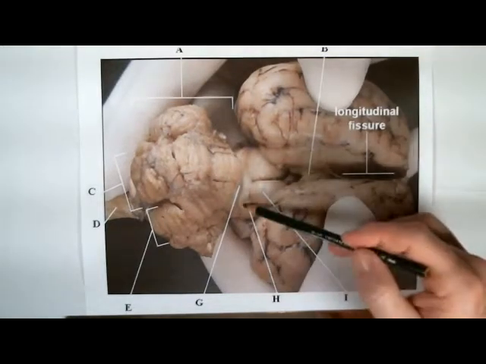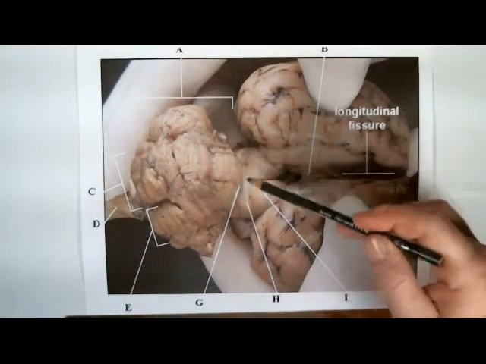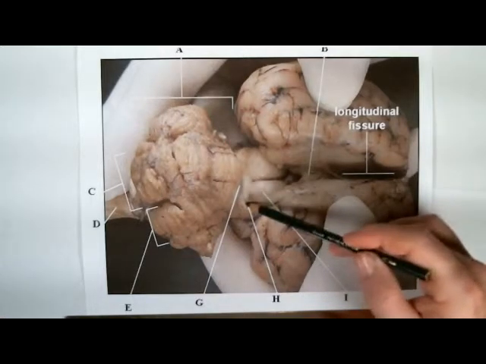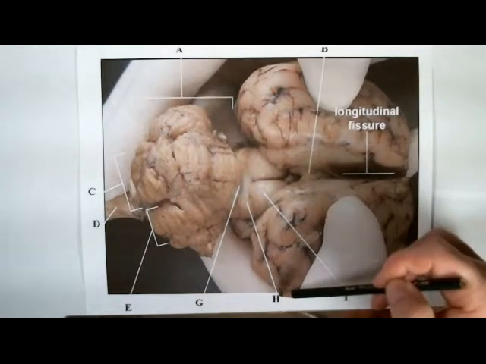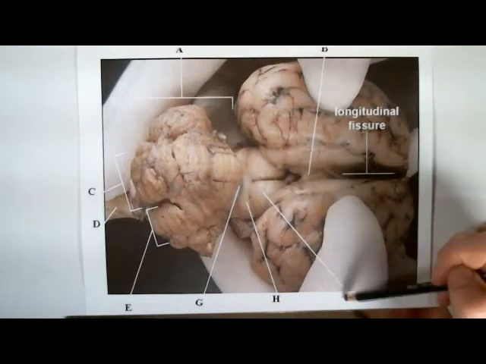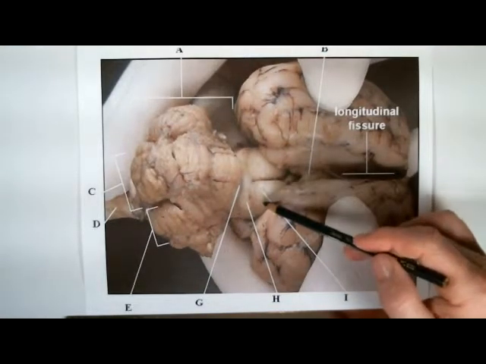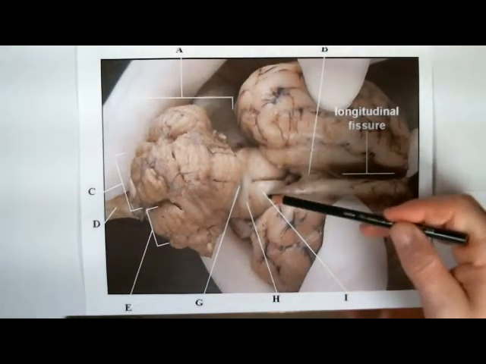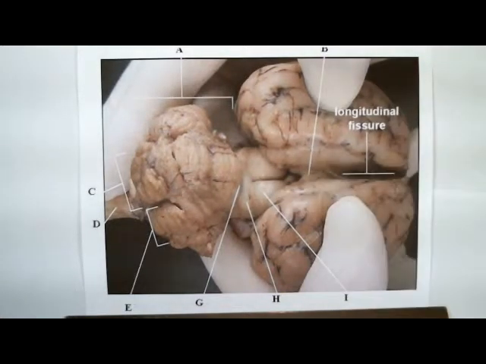The ones that are H, there's one here and here. The one that H is pointing to specifically, H is the right inferior colliculus. And I, there's another one over here, but I is pointing to this section right here. I is the right superior colliculus.